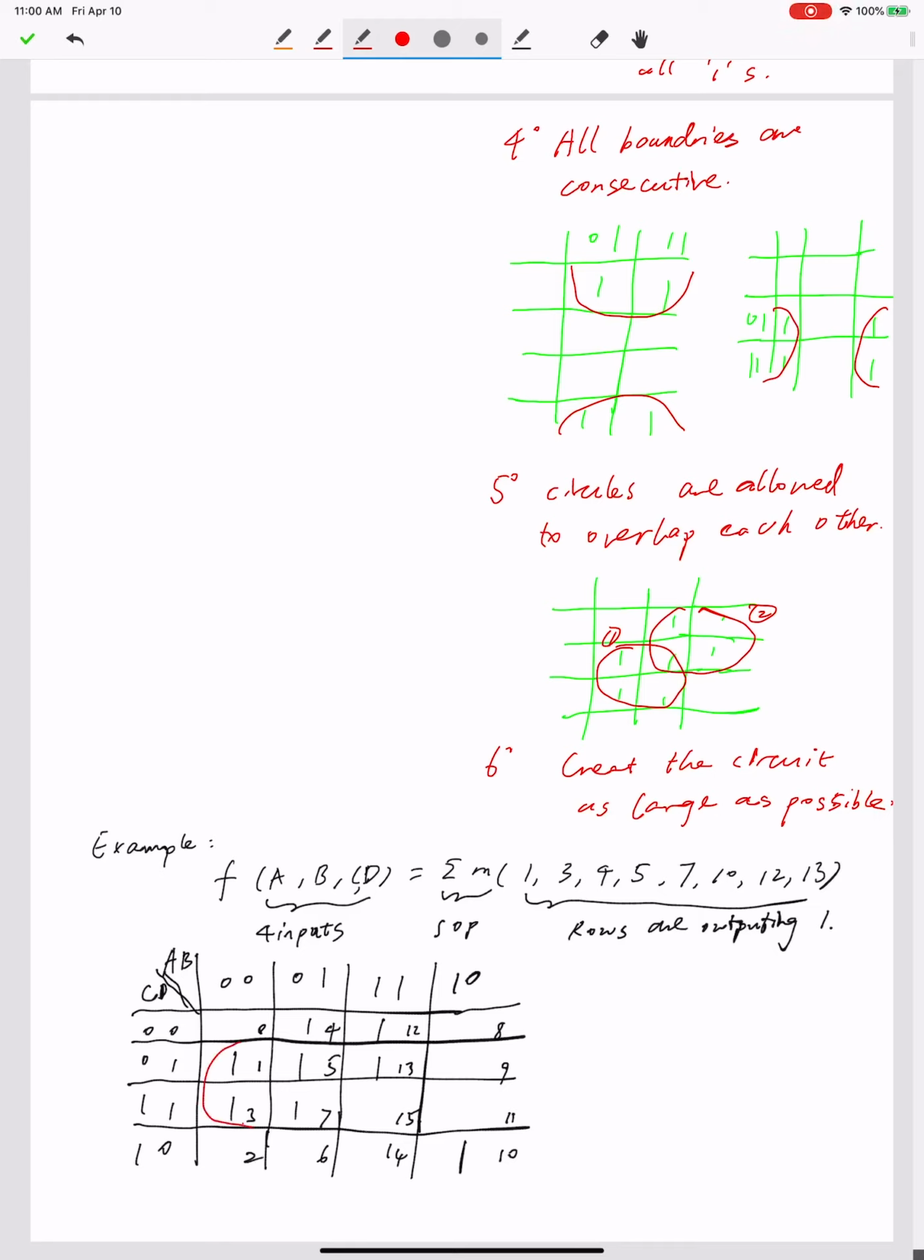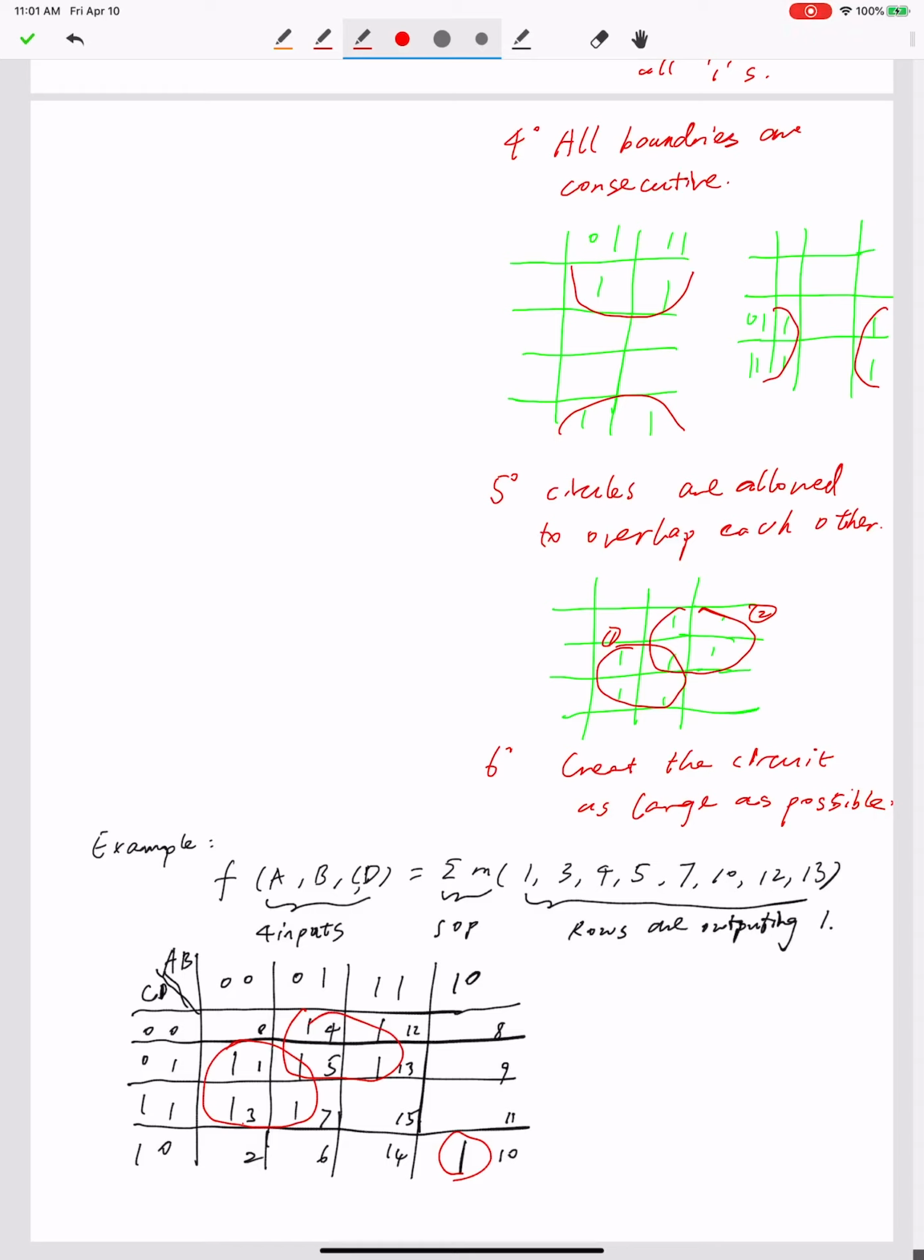1, 5, 3, 7. These four cells are consecutive, and they can be circled in a single group. This is also in a single group. And here we have cell number 10. It's a single one, and there are no consecutive ones with cell number 10. So we just need to circle this single one as a single circle.